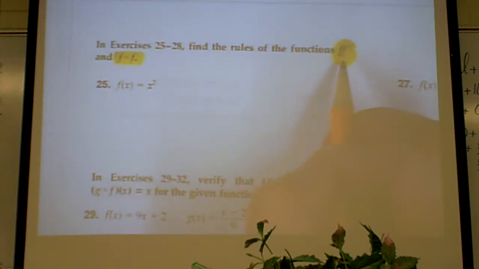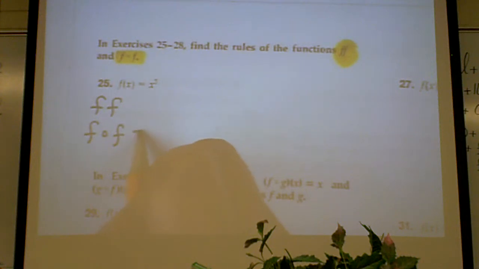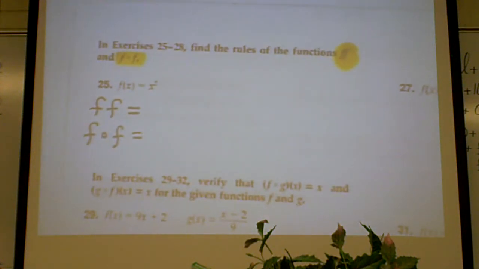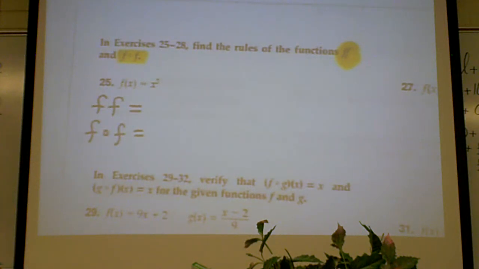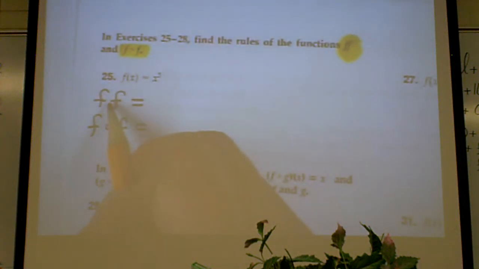What's the difference between this problem and the last one? What does f times f mean? Multiply. So for this one, it's asking you to multiply.